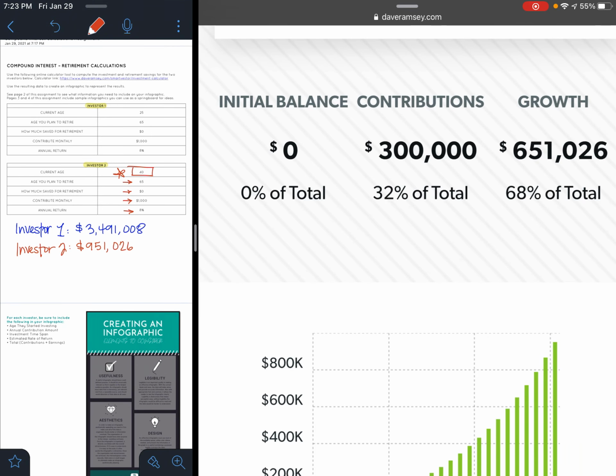So it says initial balance $0, contributions and growth. So that contributions part is how much money over the span of, let's see, this was 25 years, our Investor 2 contributed $300,000 of his or her own money, and $651,000 of the total $951,000 was just growth. That's interest earned. That's not money that, if I were Investor 2, I actually put in, but that's money that my money has earned.